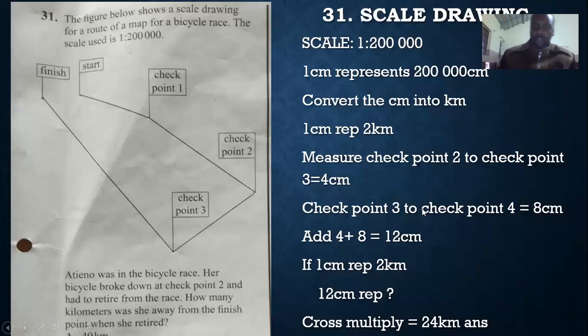So the key thing you're supposed to remember in this question is that when the scale is given in ratio form, it's good to translate it into a linear scale, where both units are the same. 1 centimeter represents 200,000 centimeters. Convert the 200,000 centimeters to kilometers, which becomes 2 kilometers. So for every centimeter drawn on the map, it represents 2 kilometers. After measuring from checkpoint 2 to the finish line, we get 12 centimeters. So if 1 centimeter represents 2 kilometers, then 12 centimeters will represent 24 kilometers.